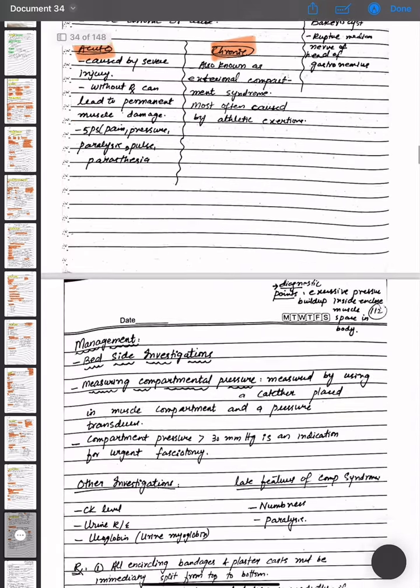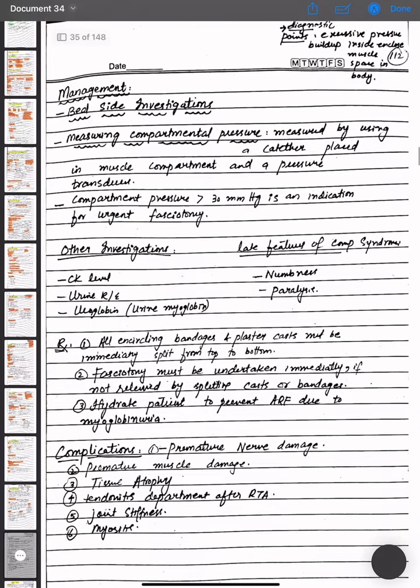What are the management options for compartment syndrome? These are bedside investigations, measuring compartment pressure, which is measured by using a catheter placed in the muscle compartment and a pressure transducer. Compartment pressure greater than 30 mmHg is an indication for urgent fasciotomy. Other investigations are CK level, urine routine examination, and myoglobin. Late features of compartment syndrome are numbness and paralysis.